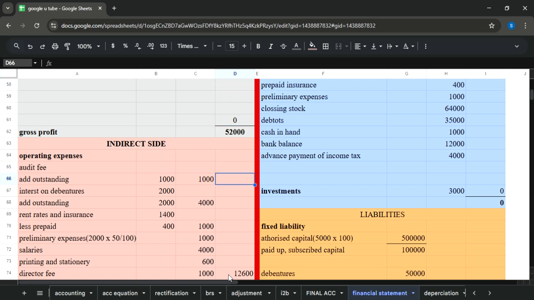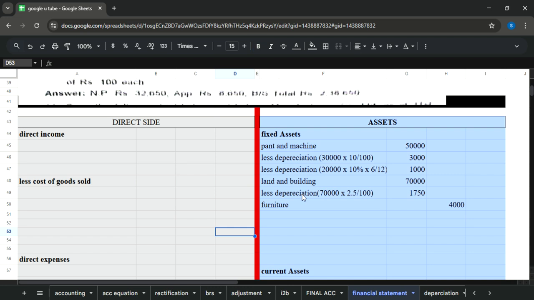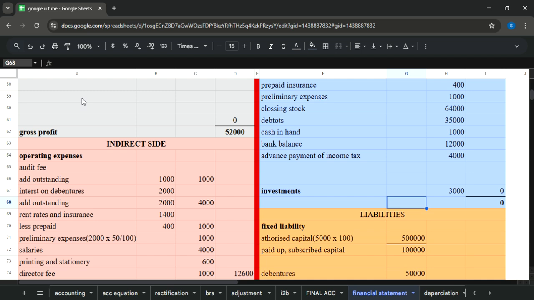We need to confirm all the amounts. 1,000, debenture interest 2,000. This depreciation rate apparently coming over here, 2.5. Why it looks like 3, but once again we'll have to see 2.5. And we have taken 2.5, 1750, and this depreciation is not present over here.